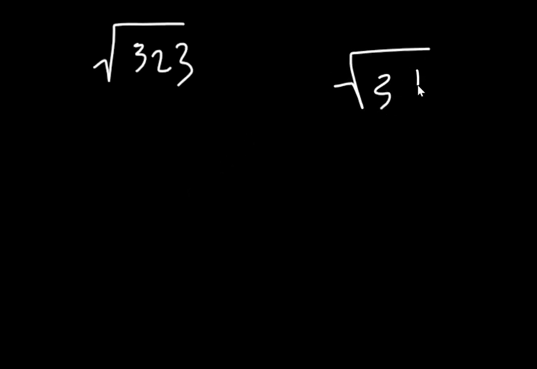Alright, so now let's do a pretty hard one. What is the square root of 323? Pause the video. This may take a bit more time. The answer is the square root of 323. If you said that, you'd be correct. This cannot be simplified even further.